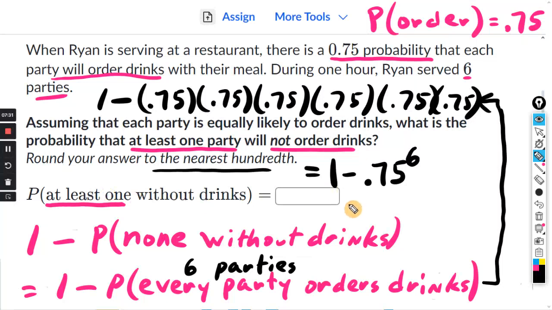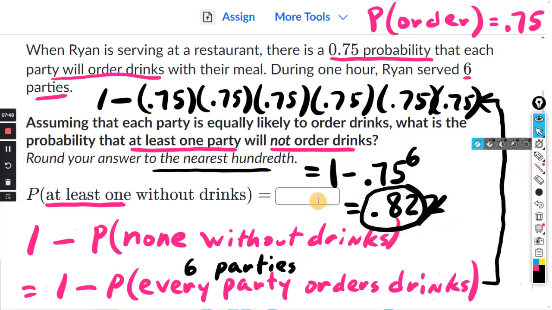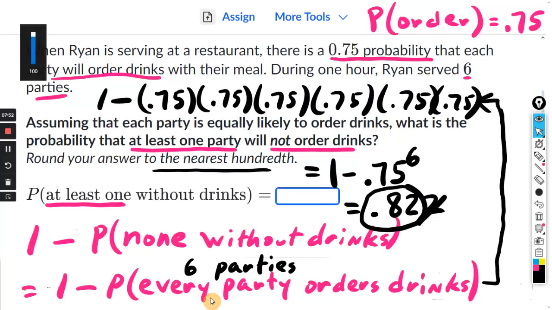On the calculator, I got 0.822, and nearest hundredth is 2 decimal places. So if the third one is less than 5, you just round it down, and we can keep the 0.82. So that right there is your final answer, 0.82. You can put 0.82 or just .82, but do not put it as a percent. Put it as a decimal.